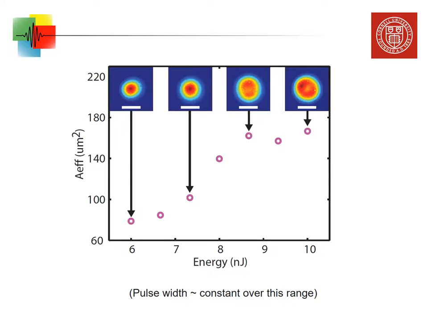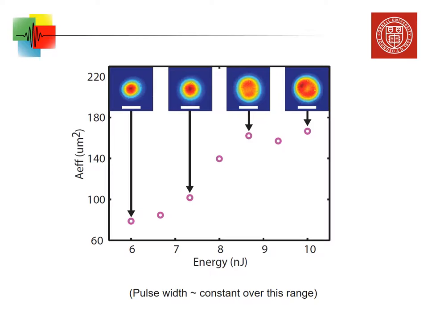Interestingly enough, as he increases the energy, the pulse of that soliton that gets formed is more or less constant. It's about 100 femtoseconds long. But as the energy goes up, the spatial area increases. So it is kind of like we postulated. It's not exactly the same. There are some more details that need to be acknowledged. But basically, these are spatial-temporal solitons.